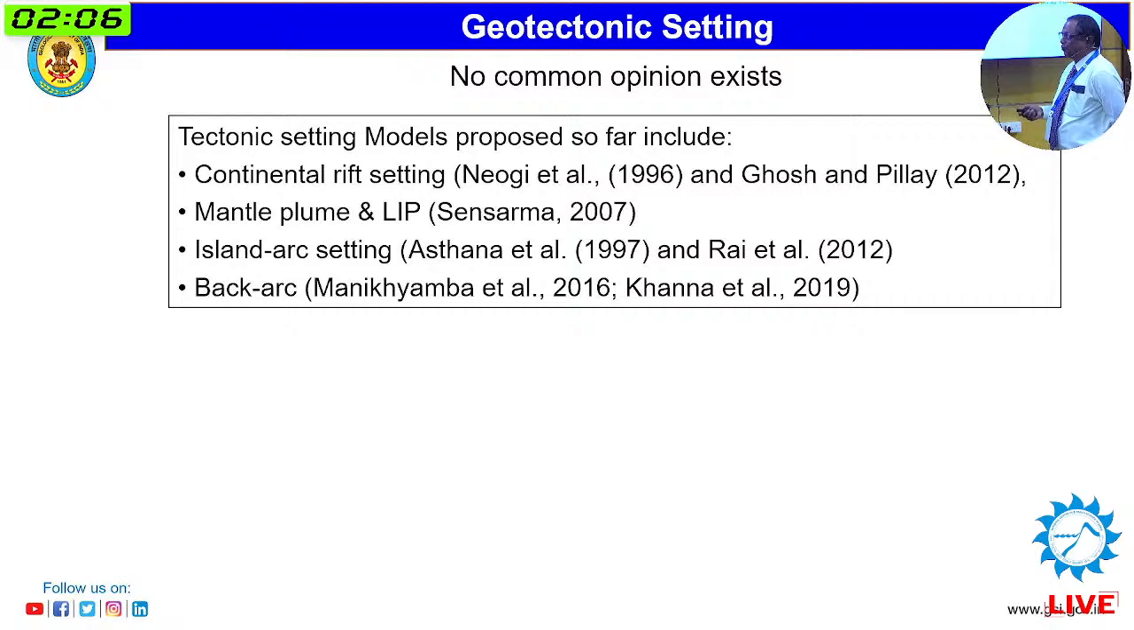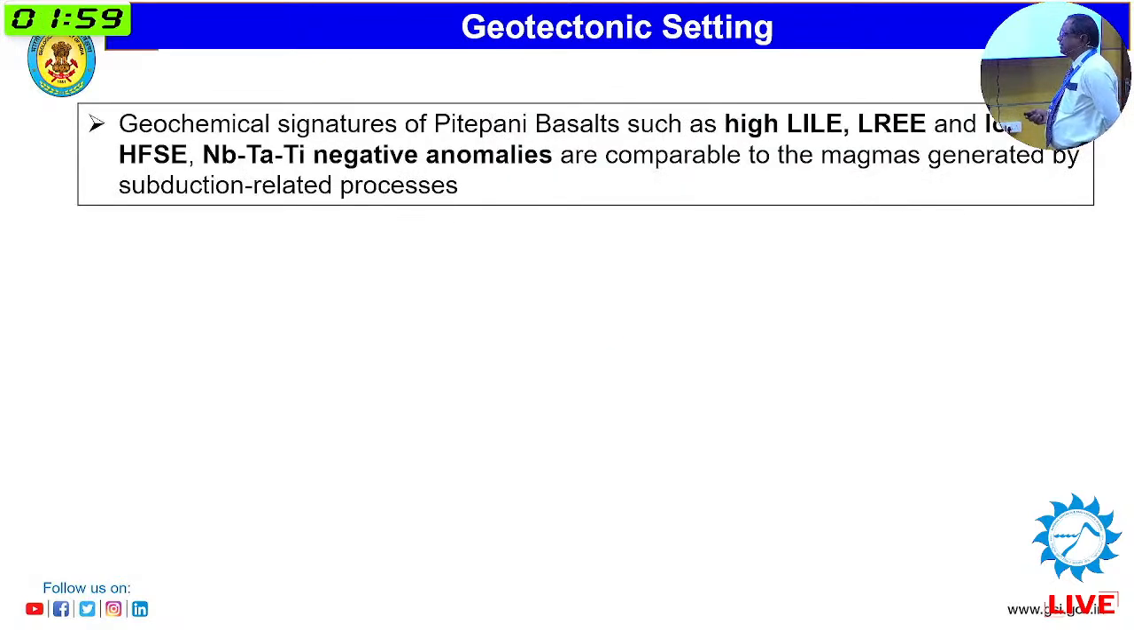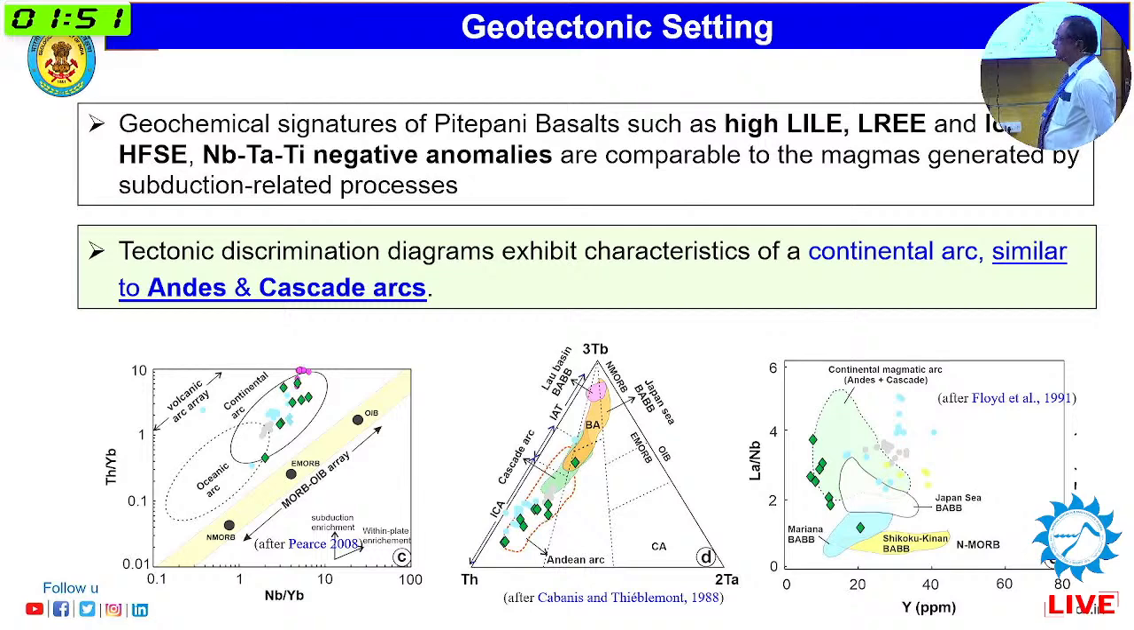What we try to see is that the tectonic setting has been said to be many things, continental rift, mantle plume, island arc, back arc, but we don't see such things here. Our chemistry of the basalt shows that they are mostly generated during subduction-related processes, and this is also evident from the different discrimination plots, which show the similarity of the continental arc signature, similar to the Andes and Cascade arcs.